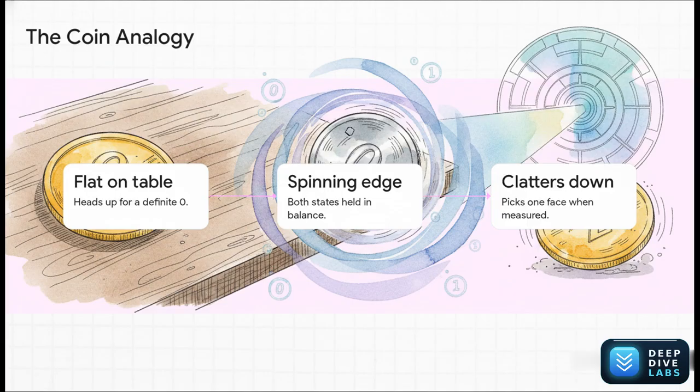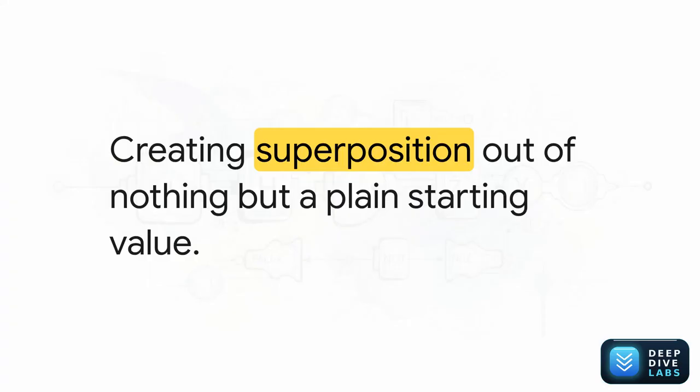Well, the Stargate does exactly that to our qubit. It rotates a dead certain 0 down to the equator of our globe, creating a perfect 50-50 blend of 0 and 1. This gate is basically the ultimate on-ramp to quantum. It creates superposition out of nothing but a totally plain starting value.